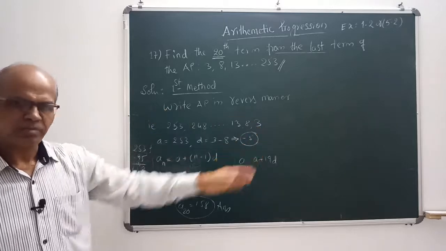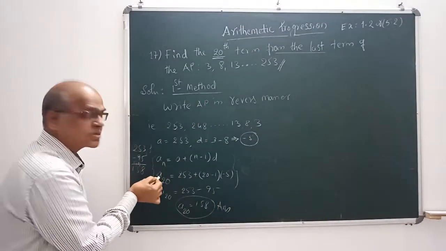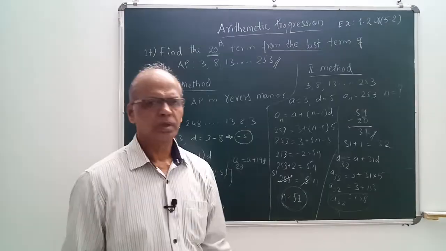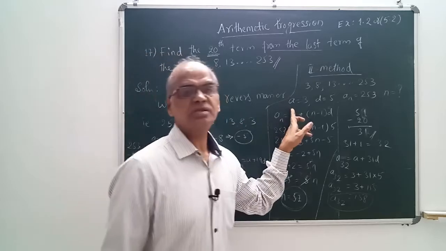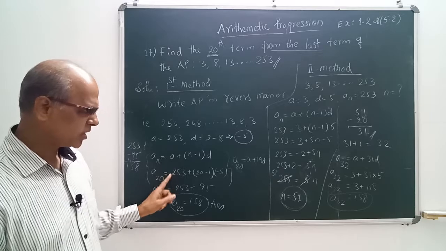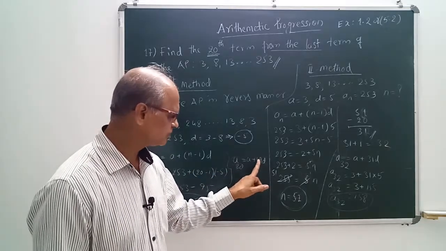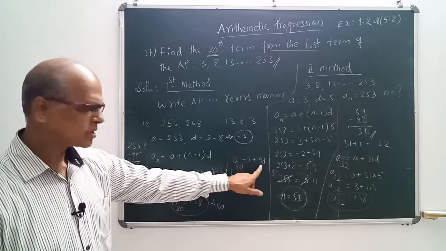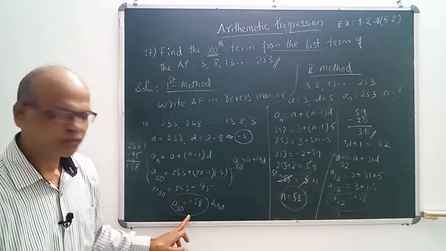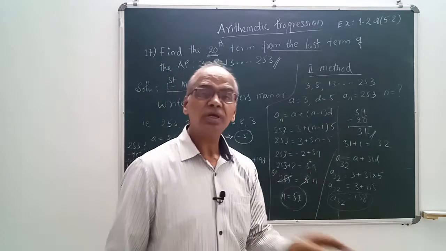Now I go for the second method. Okay, see here, second method. First method we have seen. I told you these two steps can be avoided and written directly as A20 is equal to A plus 19D. Then you substitute for A and D, calculate it, it will be 158. Only you can avoid these two. Now this is about the first method. Now this is about the second method.